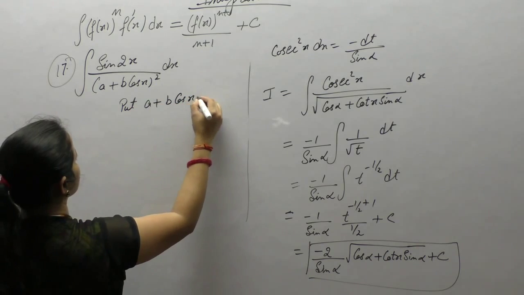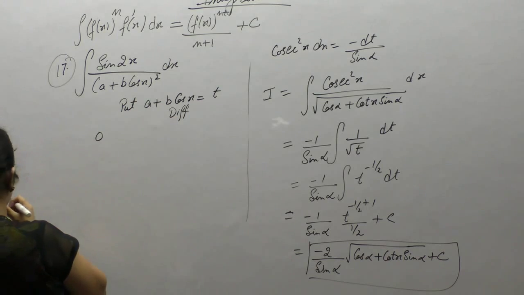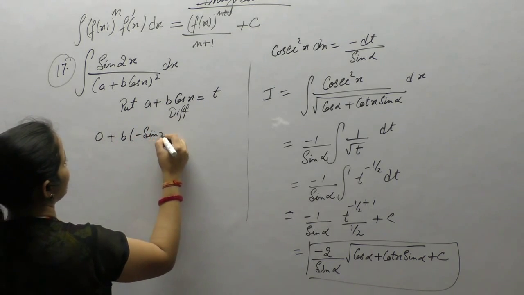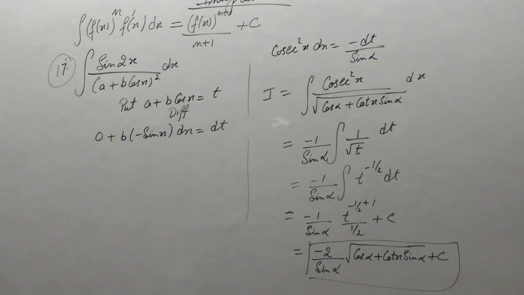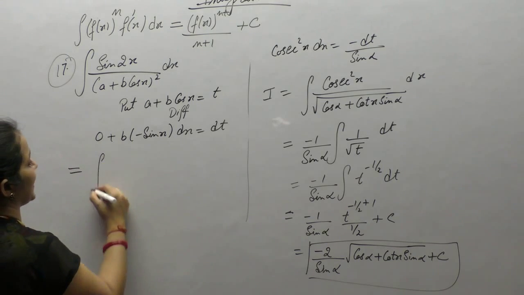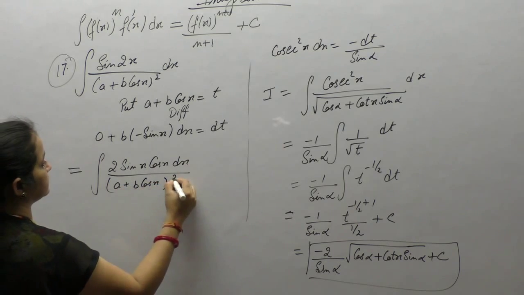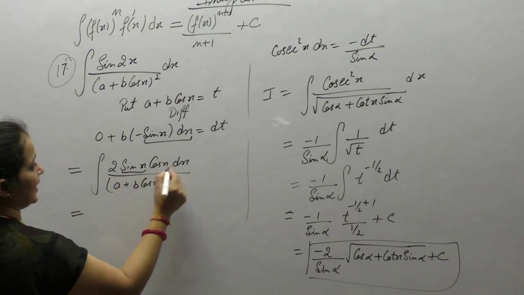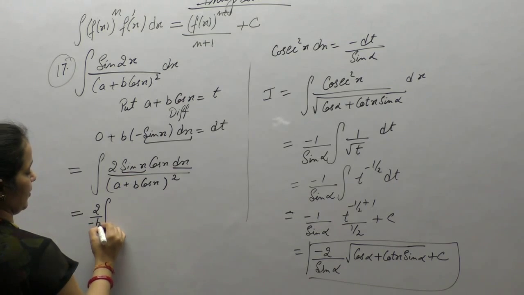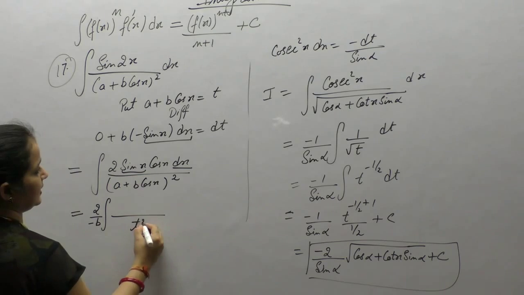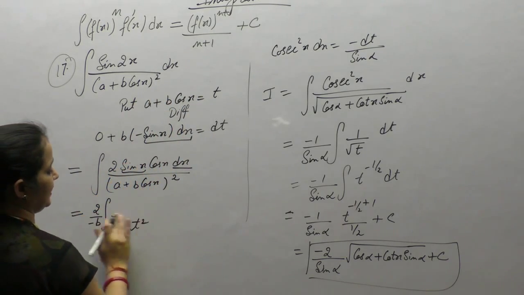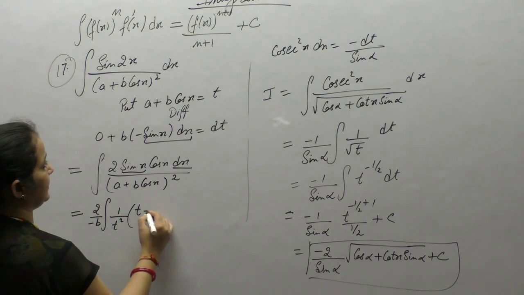Substitute the denominator a plus b cos x as t. Derivative of a is 0. Derivative of cos x is minus sin x dx is dt. We can write sin 2x as 2 sin x cos x. Sin x dx is dt upon minus b, 2 is constant. Find the value of cos x. Cos x is t minus a upon b.